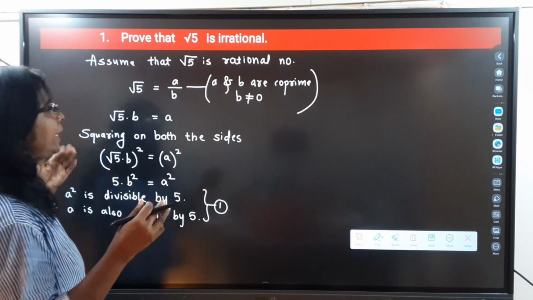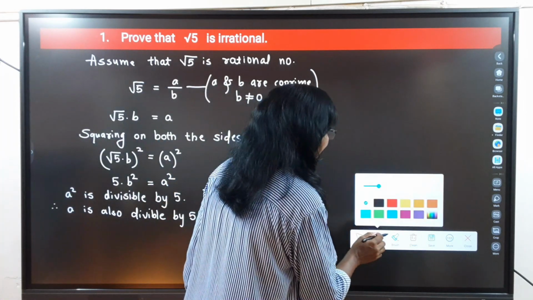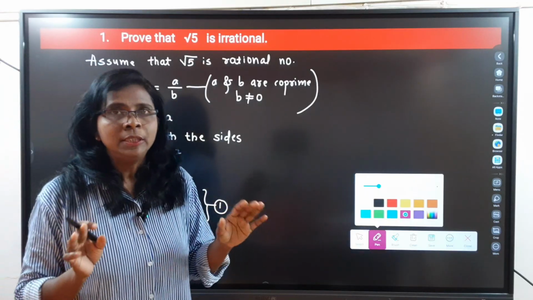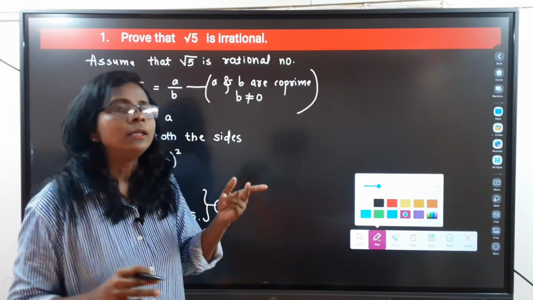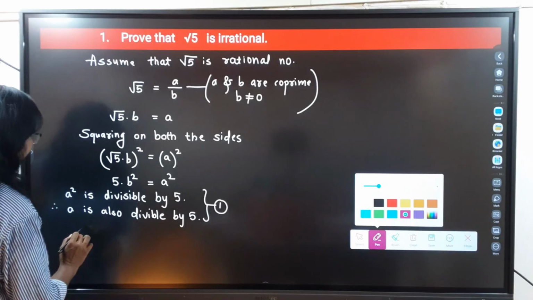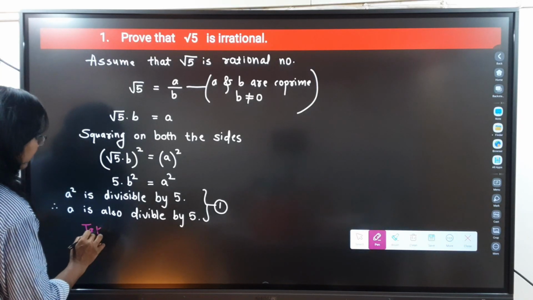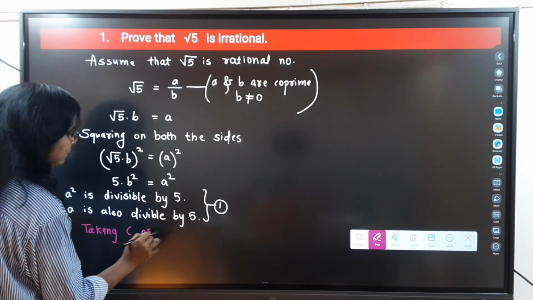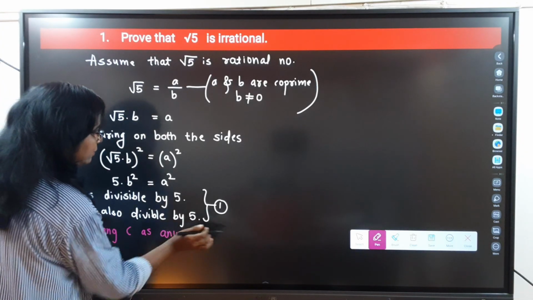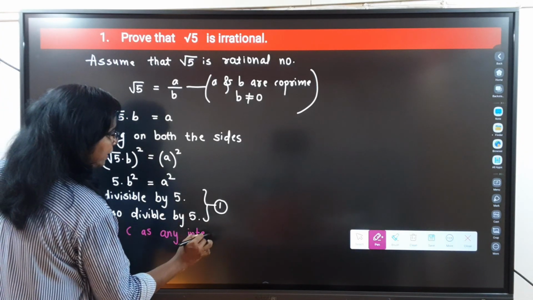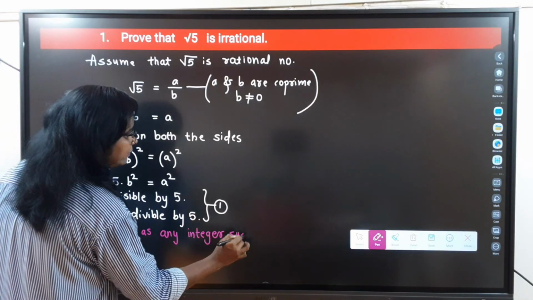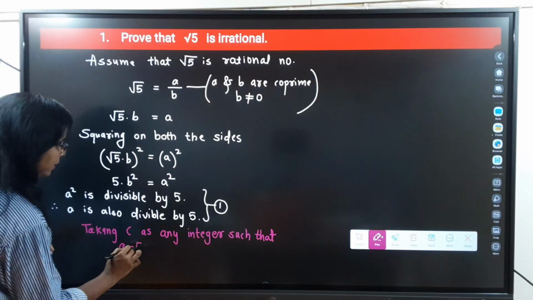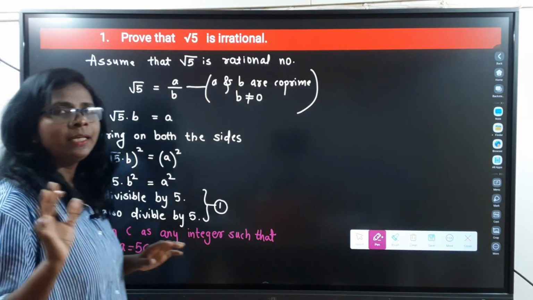Now the second part: I take another integer c, other than a and b. So I write, taking c as any integer such that a is equal to 5c. Okay, let a be equal to 5c.